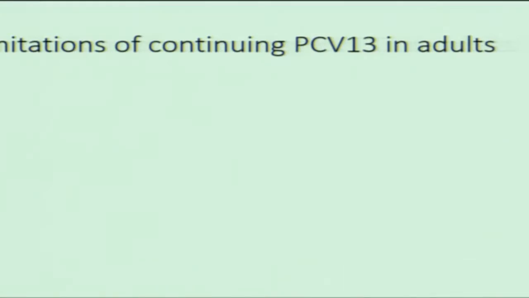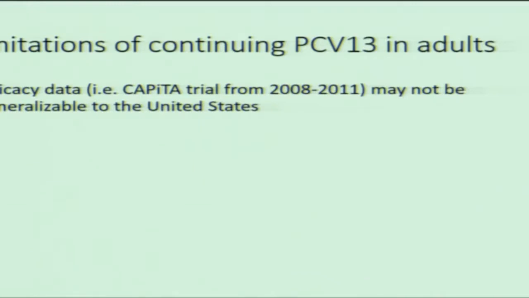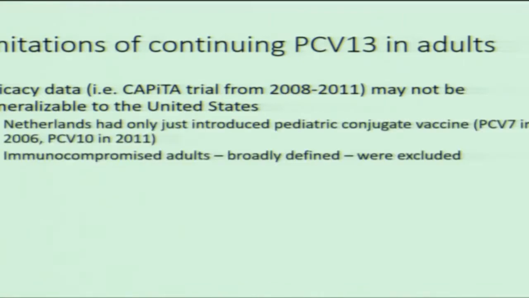So here are some limitations to continuing this strategy. The first is that the efficacy data on which the decision was made may not necessarily be easily generalizable to the United States. The study in the Netherlands had only just introduced pediatric conjugate vaccine prior to the initiation of this randomized trial. And I already showed you that pediatric vaccination can have a massive indirect effect on adults. So if you're not giving children pneumococcal vaccine, then of course administering the vaccine to adults could have a bigger impact than in a country like ours where we have routinely been vaccinating children against pneumococcus.